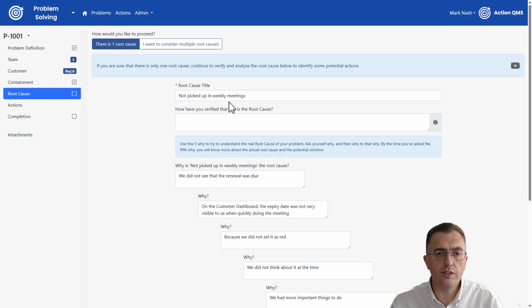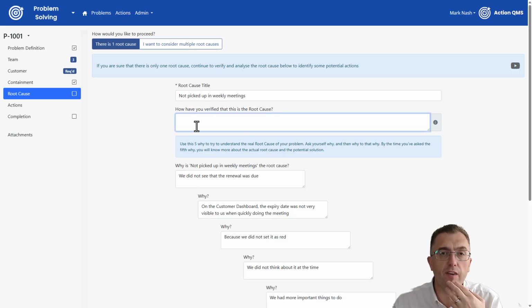So we've got our root cause title. So we said not picked up in weekly meetings. So we're talking here about the renewal that should have triggered the invoice to be sent out for a customer wasn't being picked up in weekly meetings. That's why I think we didn't charge one of our customers. And so we then go to the next point.